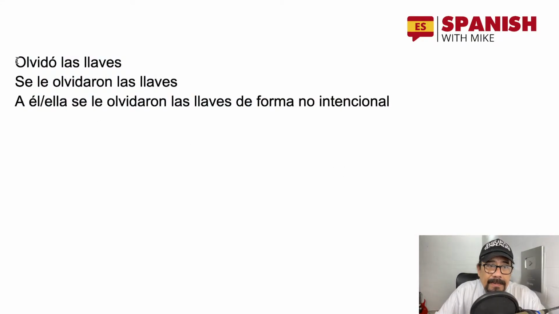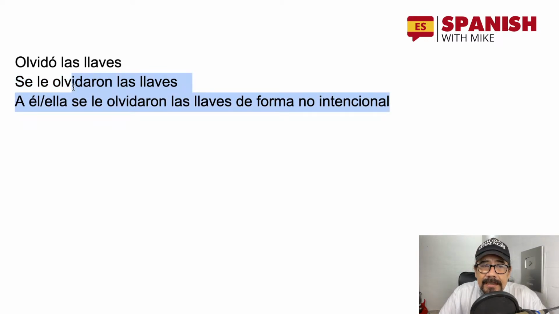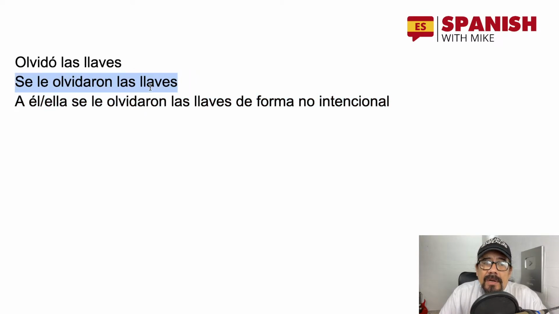So we have olvidó las llaves. He forgot the keys. Something that happened. And then se le olvidaron las llaves. He's not to blame. He didn't mean to forget the keys. A él, a ella o a usted se le olvidaron las llaves de forma no intencional, unintentionally. Forgot the keys. So this is the way of construction.